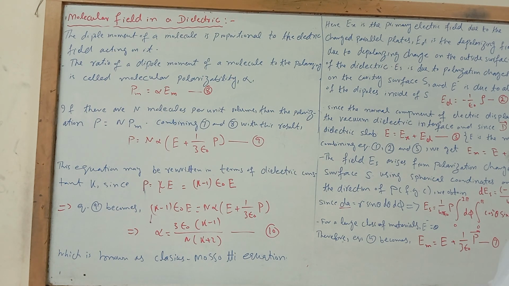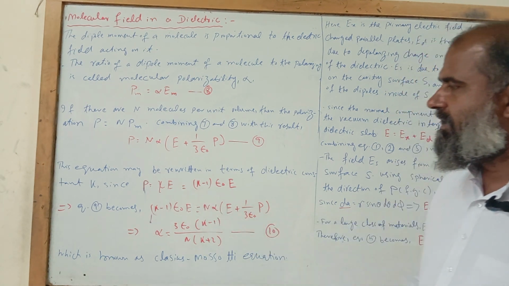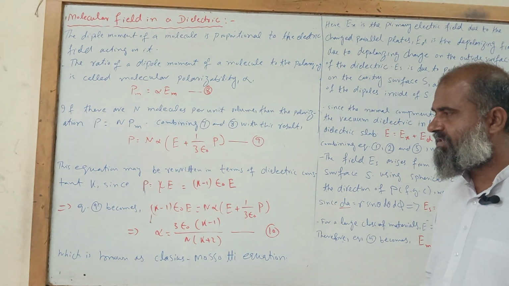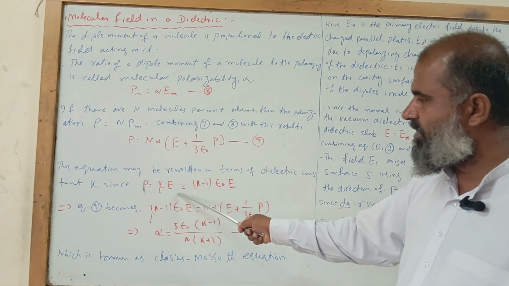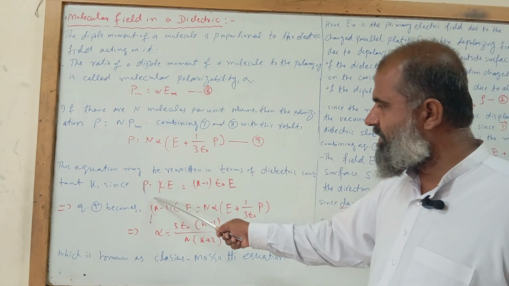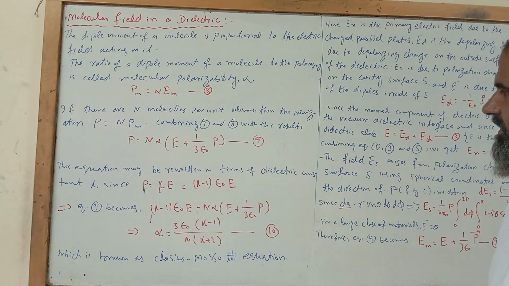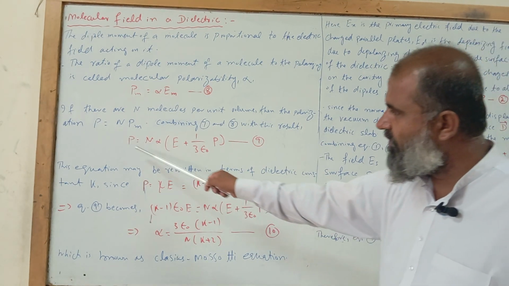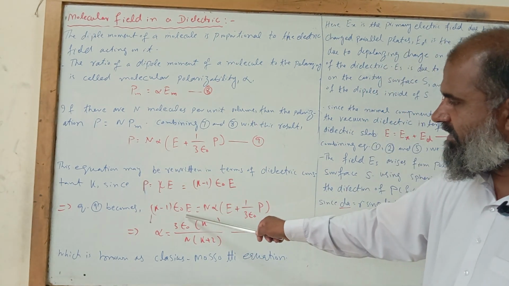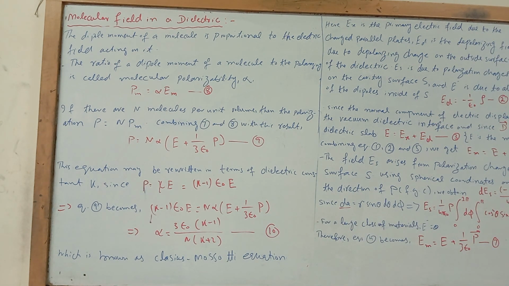This equation may be rewritten in terms of the dielectric constant K, since P is equal to chi E. This is the equation that we studied in our previous lecture, that polarization is directly proportional to electric field. Then P can be written as chi E, or as K minus 1 epsilon naught E. So equation number 9 will become, if you put the value of P over here, K minus 1 into epsilon naught E is equal to n alpha into E plus 1 over 3 epsilon naught P.